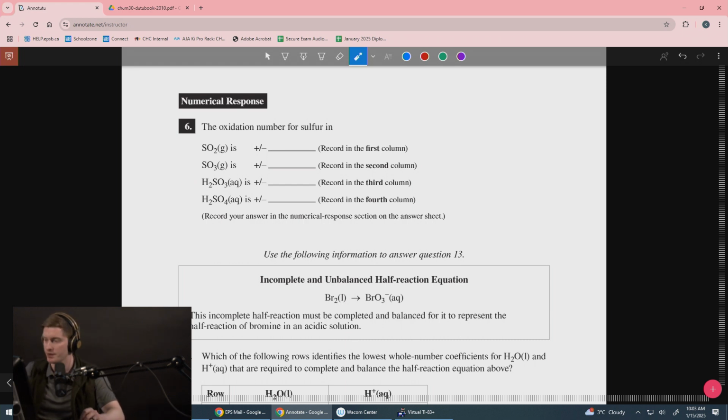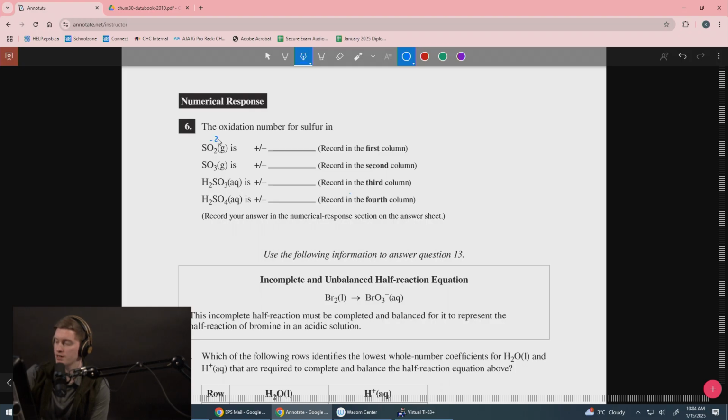Continuing on, this is numerical response number 6 from the 2018 Chemistry 30 released diploma. The oxidation number for sulfur in each of these compounds. Lots of oxidation number questions, or questions that can be solved by looking at the oxidation numbers or oxidation states of different elements on this particular diploma.